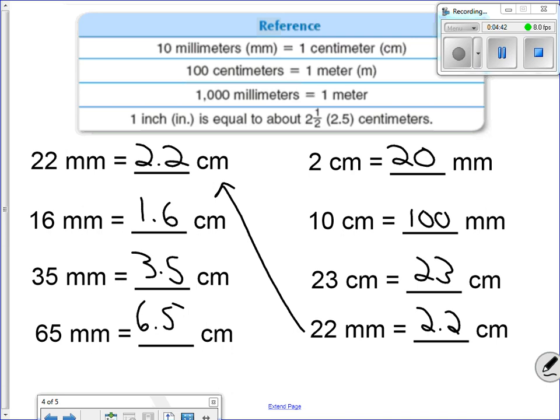Not a long video tonight, kids, but we are going to be working with millimeters and centimeters tomorrow in class. So this little video will just kind of go over that. Hopefully that helps you a little bit so you're prepared to do some measuring in class tomorrow. Look forward to working with you tomorrow in class.